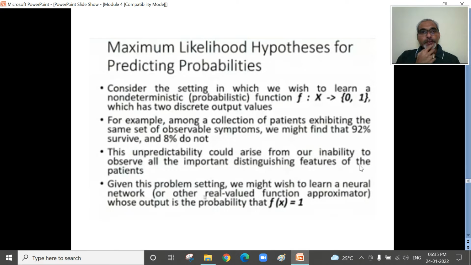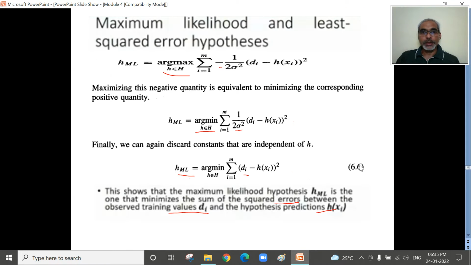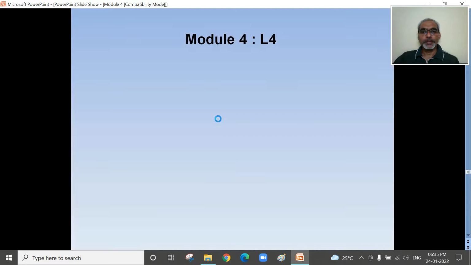So in the last topic we have seen how the maximum likelihood hypothesis relates to the squared error. When you are looking into the least squared error hypothesis, the maximum likelihood hypothesis h_ML, that is the final equation, is equal to argmin of d_i minus h of x_i, that is the observed data minus your hypothesis predictions h of x_i. So we tried to establish that particular link in the previous section.